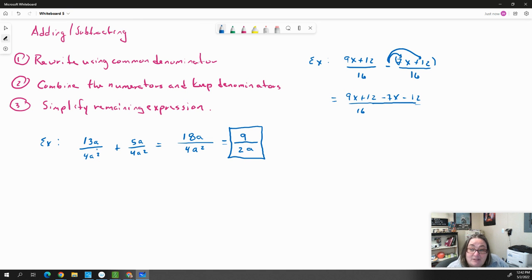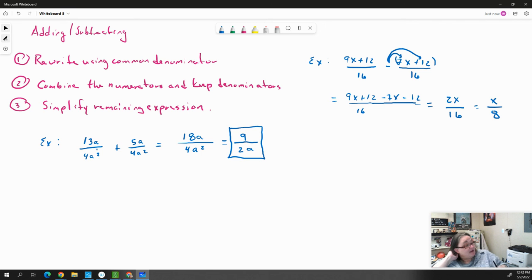Once we get it all together down here, we don't have to deal with that anymore. We can start combining our like terms. We'd have 9x minus 7x. Well, that's 2x. Now we have 12 minus 12, which is just 0. So this becomes 2x over 16. And we can simplify that because each piece is divisible by 2, and we'd get x over 8.